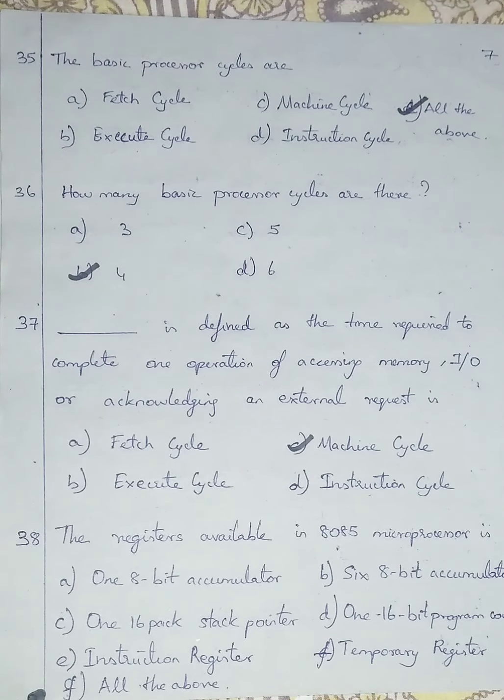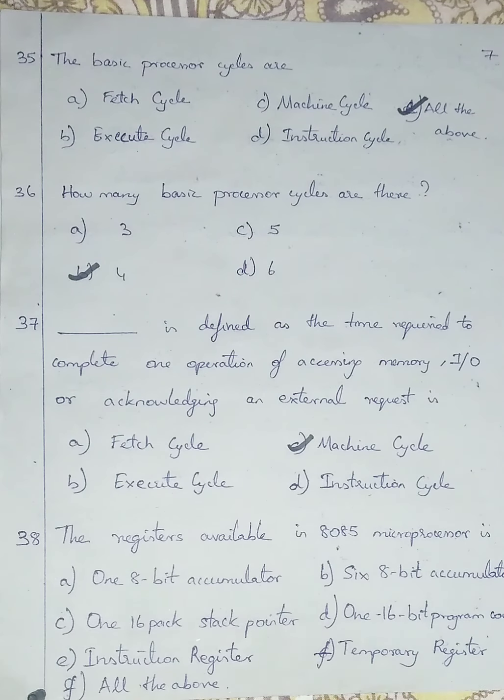How many registers are available in 8085 microprocessor? Six registers are available. One is 1 8-bit accumulator. Second is 6 8-bit registers. Third is 1 16-bit stack pointer. Fourth is 1 16-bit program counter. Fifth is the instruction register. And sixth is the temporary register. So I am going with option G, all the above.